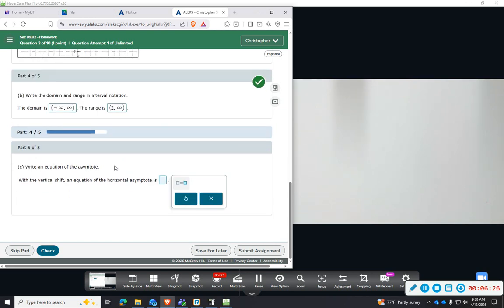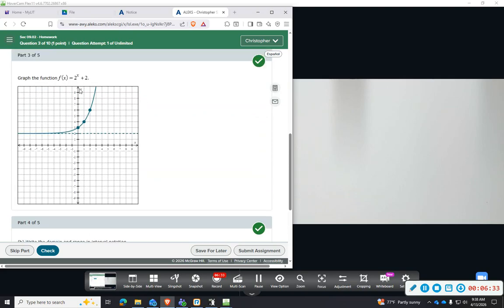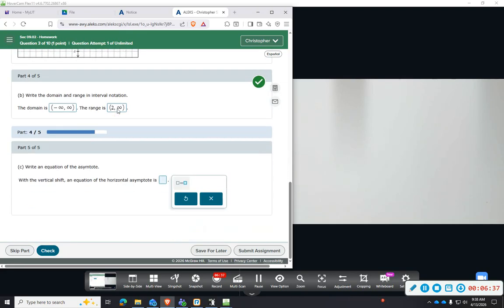And then it wants us to write the equation of the asymptote. Well, it is a horizontal line that crosses only the y-axis at 2, so it's just y equals 2, the way we write those. y equals 2.